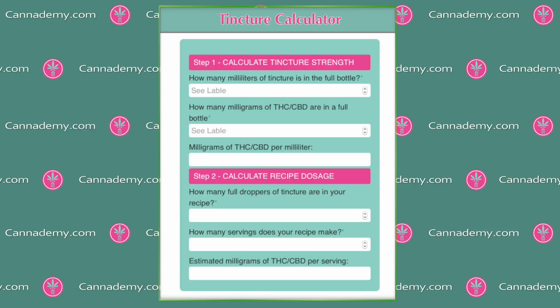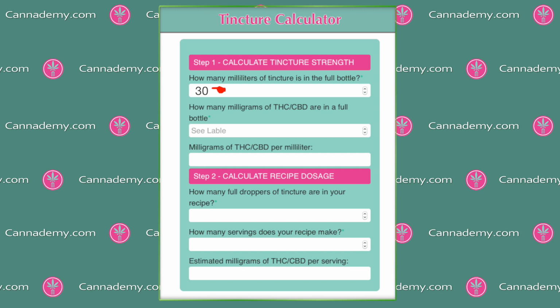For both edibles and topicals calculations, you first need to know the strength of your tincture. So step 1 of our example is calculate the tincture strength. To do this, first enter the total milliliters that are in the bottle. This tincture bottle is 30 milliliters, as that's what's on the label. If it's a homemade tincture, you will need to know how many milliliters of tincture you're starting with and the amount of THC or CBD it contains. See the lesson on calculating dosages in infusions to estimate your homemade tincture's dosage.